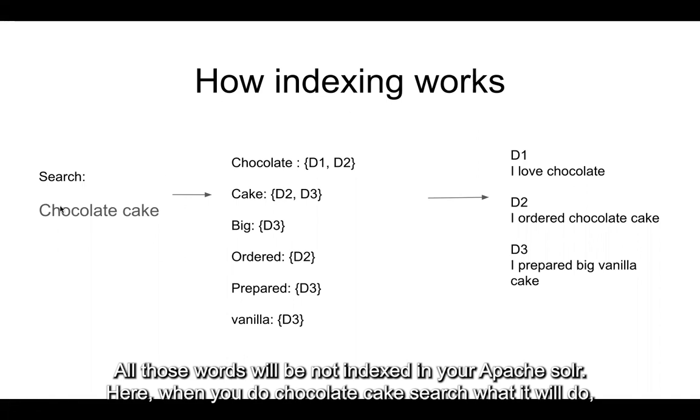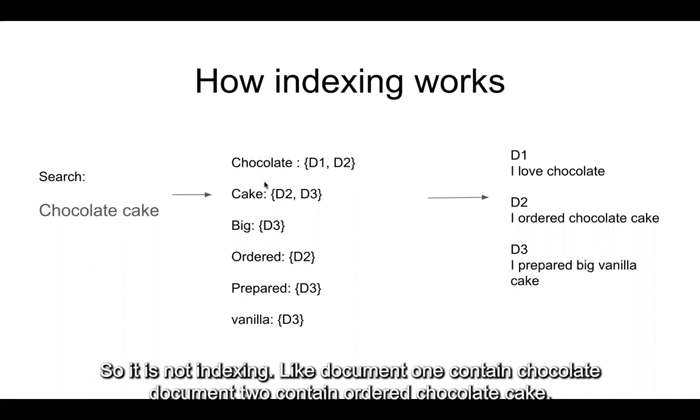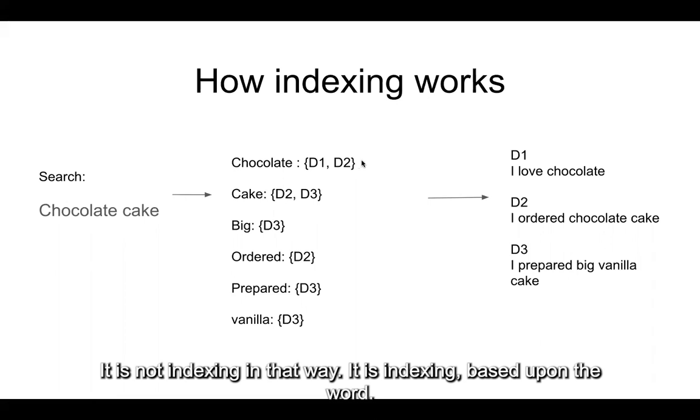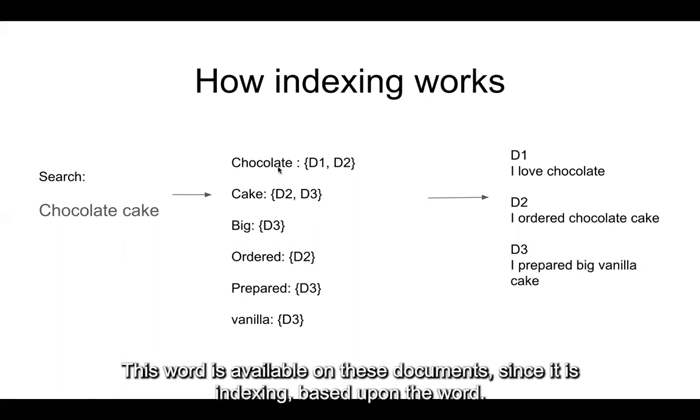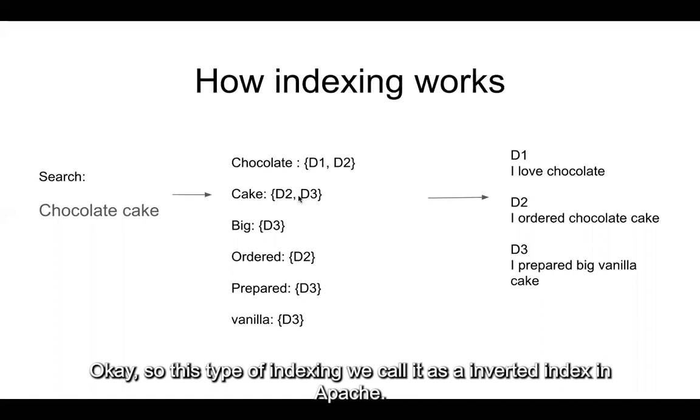When you do a chocolate cake search, it will look into this index. Here the indexing is happening based upon the word, not based upon the document. It is not indexing like document 1 contains love chocolate, document 2 contains ordered chocolate cake. It is indexing based upon the word: this word is available in these documents. Since it is indexing based upon the word, when you search for a particular word, it will easily fetch the documents where that word is available and return your result. This type of indexing is called an inverted index in Apache Solr.